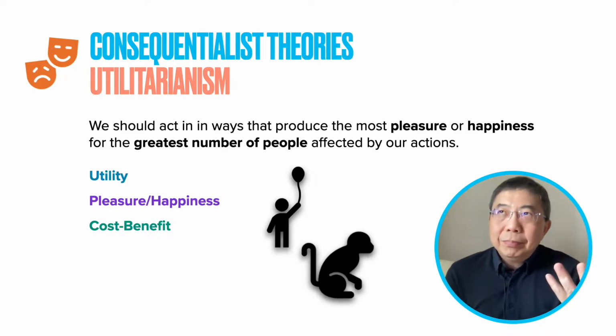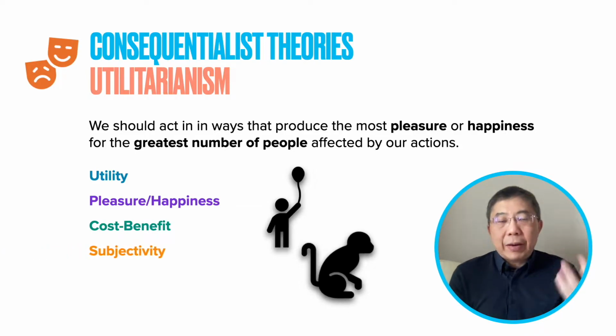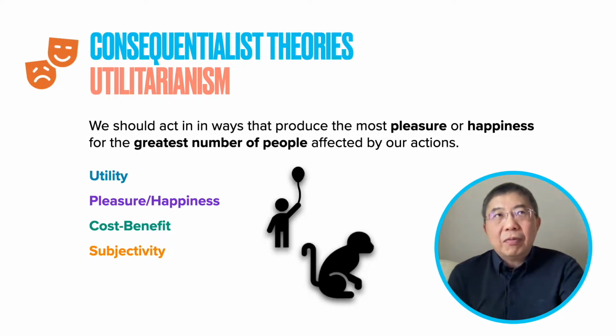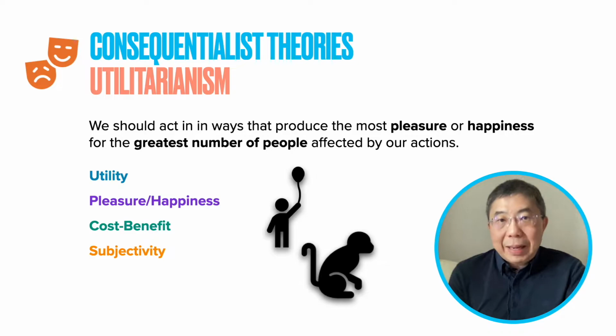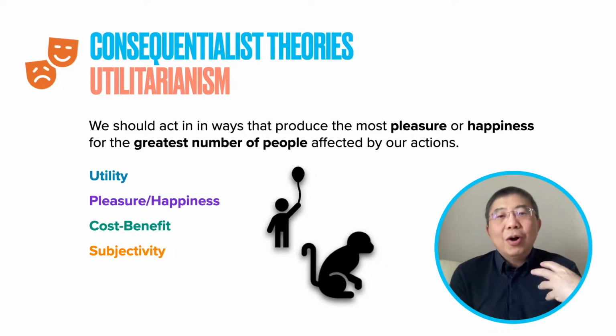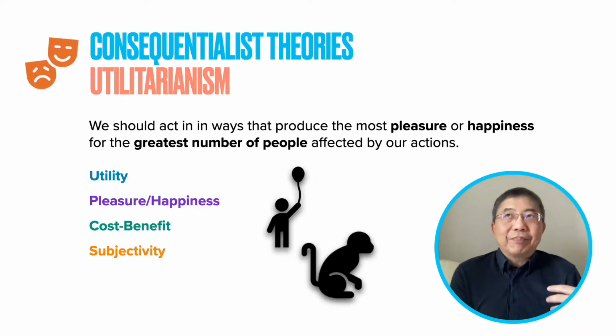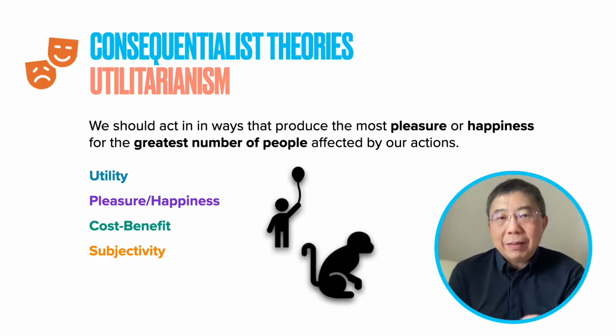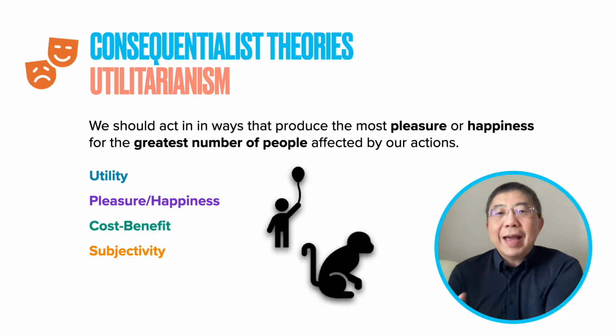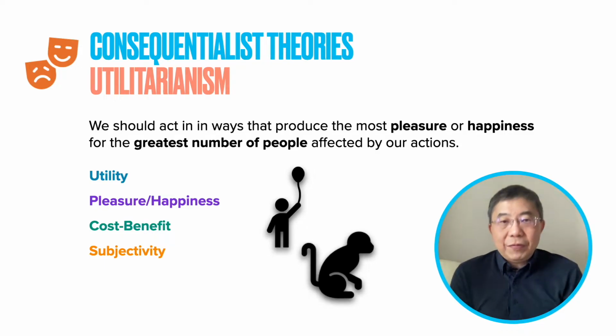There are some weaknesses in utilitarianism, of course. One is subjectivity, in the sense that who are we looking at in terms of evaluating the pleasure and the happiness, right? Obviously in these two examples, we are looking at our customers. We are not looking at the pleasure and happiness of the child, or of the animals that we are testing on.